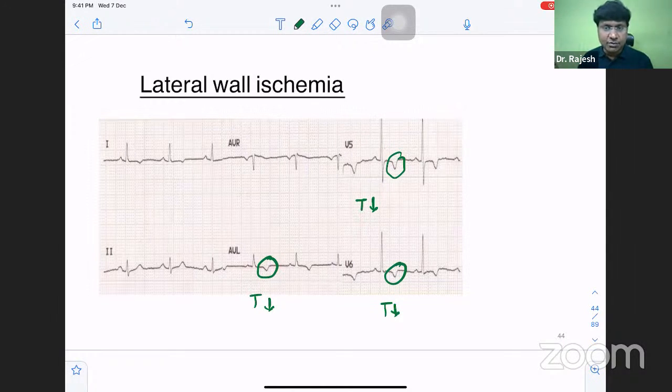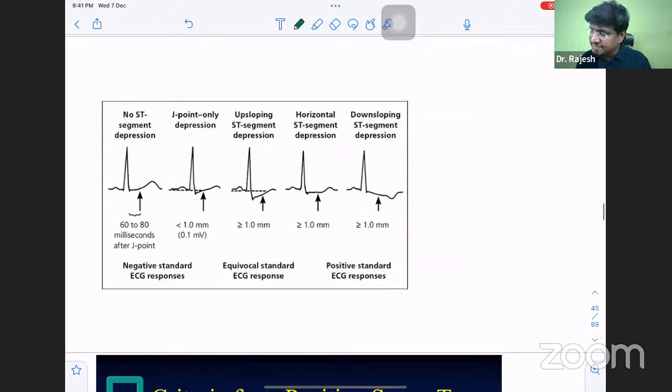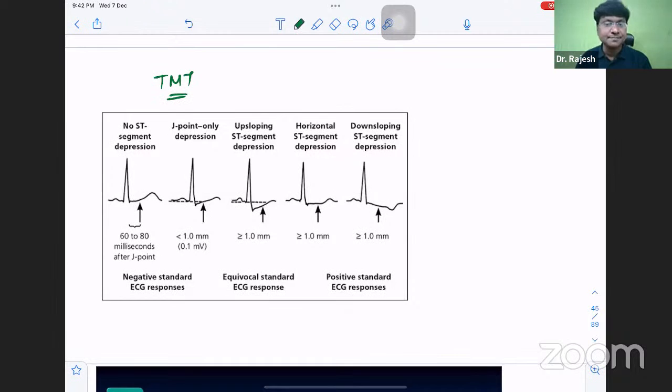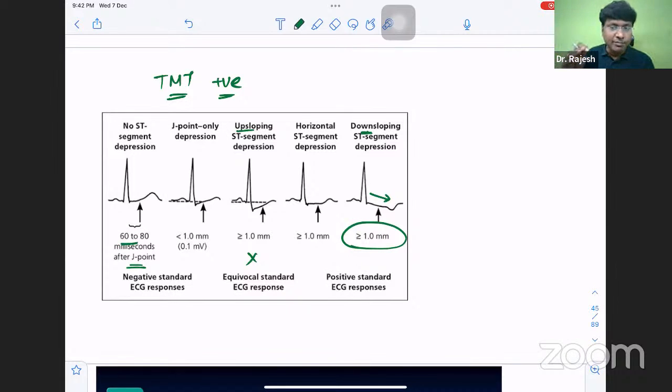So along with symptomatology, if the ECG is showing non-specific ST-T changes, then what you should advise the patient is the treadmill test, TMT. Now, when will you consider the TMT to be positive? Whenever you start the exercise, there should be development of ST segment depression. It should not be upsloping ST segment depression. It should be downsloping ST segment depression of more than or equal to 1 mm, 60 to 80 milliseconds after the J point. This is what is considered to be TMT positive.